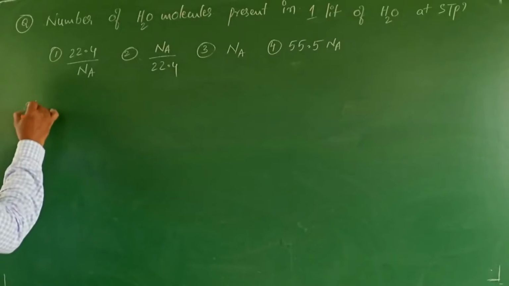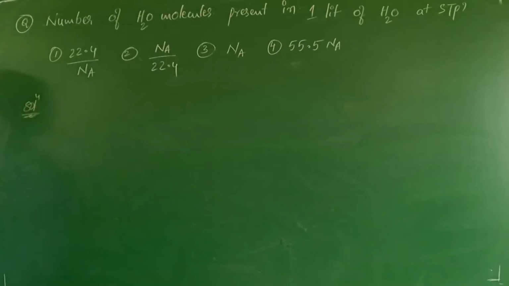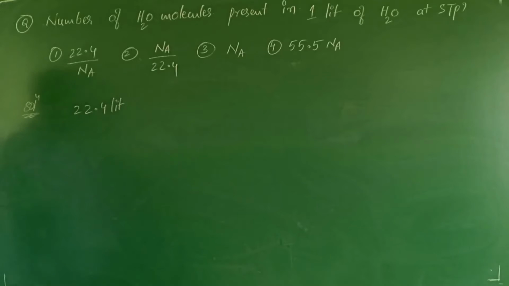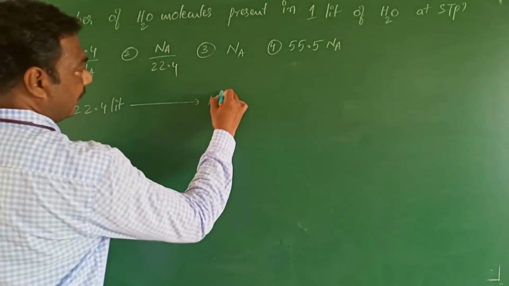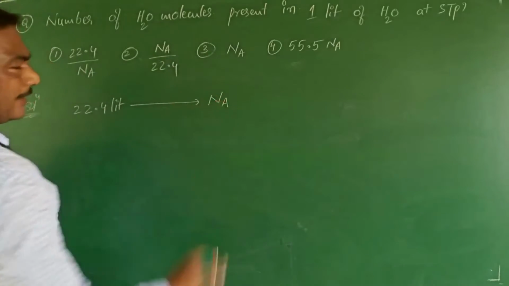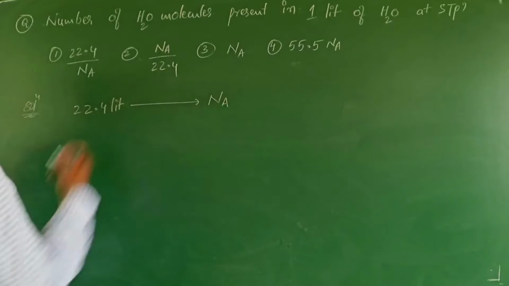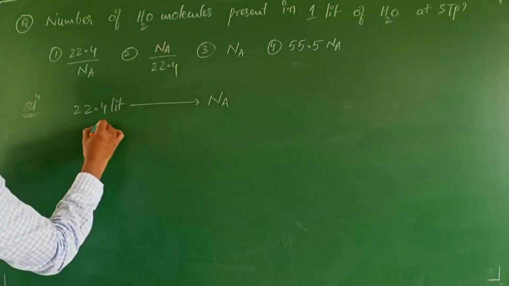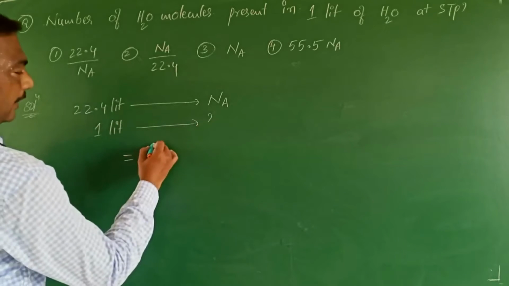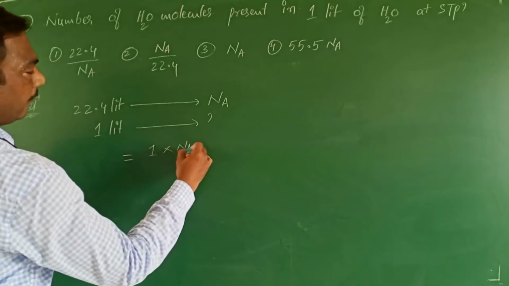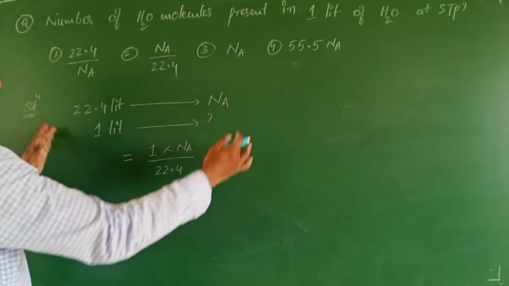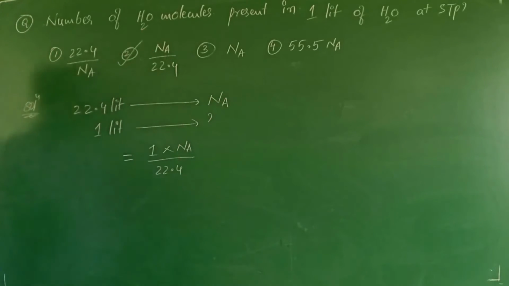Now, we will come to the solution part. In this one, 22.4 liters contains Avogadro number of molecules. Here, the options are mentioned in terms of Avogadro number, therefore we will take it in terms of Na. Now, he is asking 1 liter is equal to how much? Therefore, it is nothing but 1 liter into Avogadro number by 22.4. Therefore, according to the solution we have written, this should be the answer.